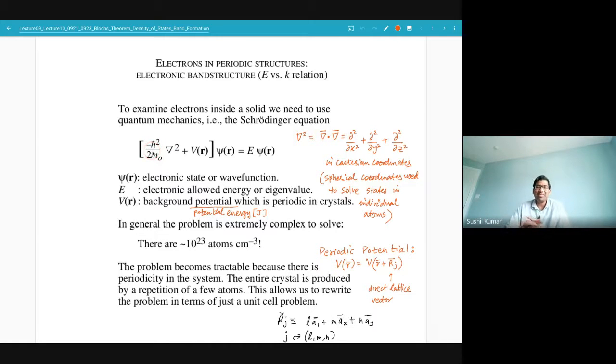So when we write this kind of an equation, first of all, this is an interesting thing. What we are trying to find out is, we have all these atoms in the crystal, to be precise, of the order of Avogadro's number, which is 10 to the 23, right?